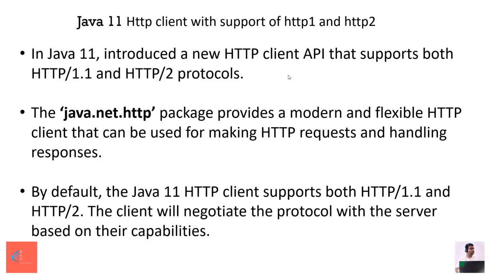In Java, we have the package java.net.http, which provides a modern and flexible HTTP client that can be used for making HTTP requests and handling responses. So Java 11 by default supports both HTTP 1 and HTTP 2. This client will negotiate the protocol with the server based on their capabilities. Now let's see how in Java 11 we can code for this new HTTP support.